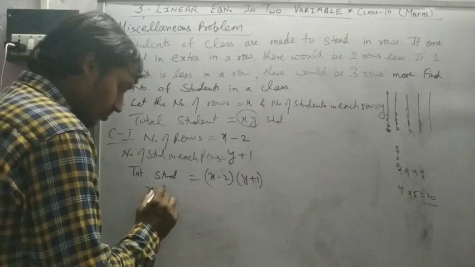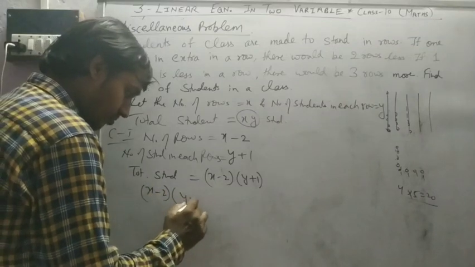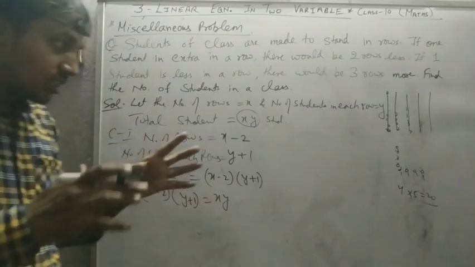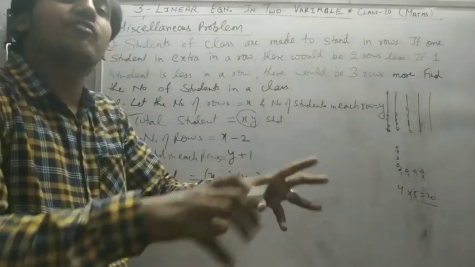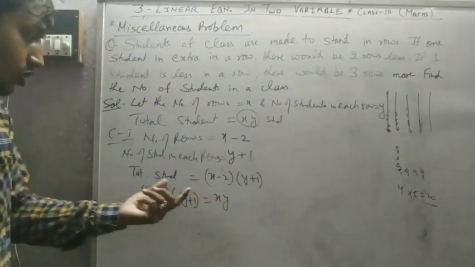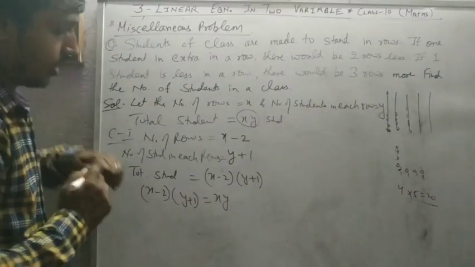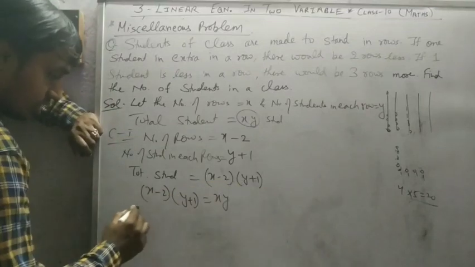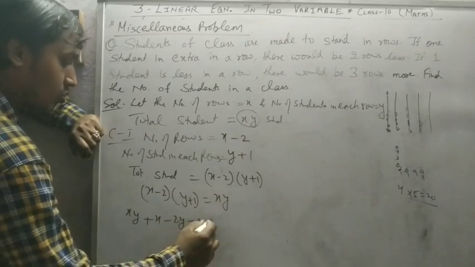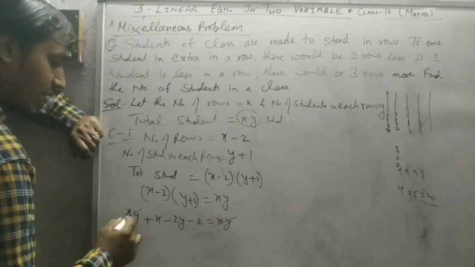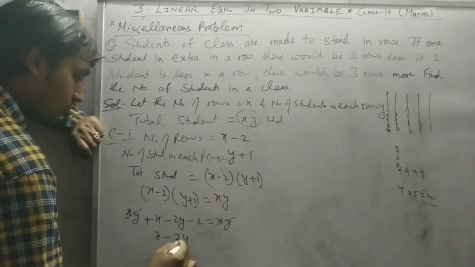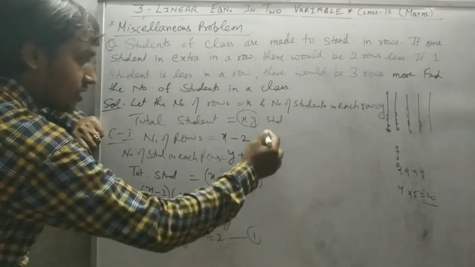And because the students in the class are fixed, they are only shifted from row to column, column to row. So, the total students are always fixed, constant. And that is equal to this. So, (x minus 2)(y plus 1) equal to xy, that is xy plus x minus 2y minus 2 equal to xy. xy cancel. x minus 2y is equal to 2. Equation first.